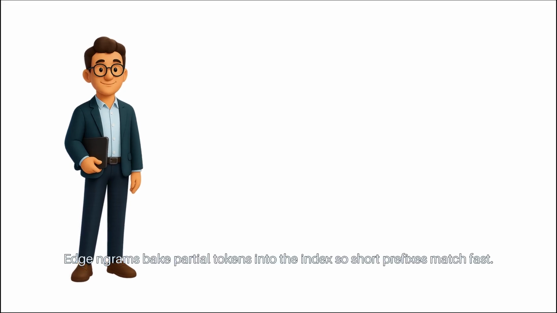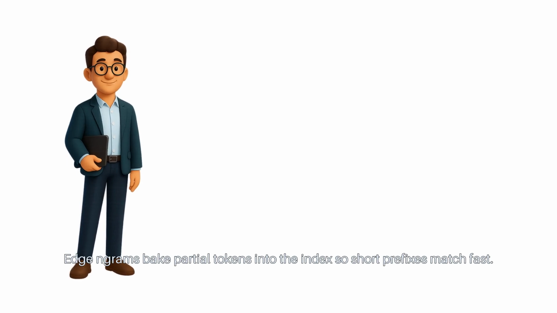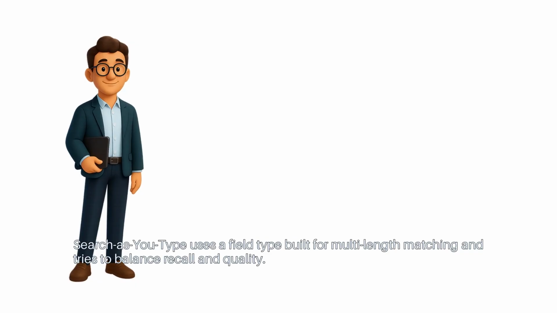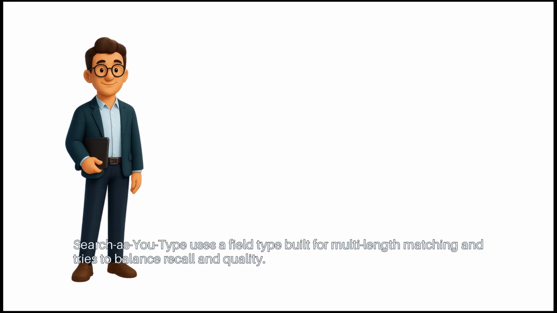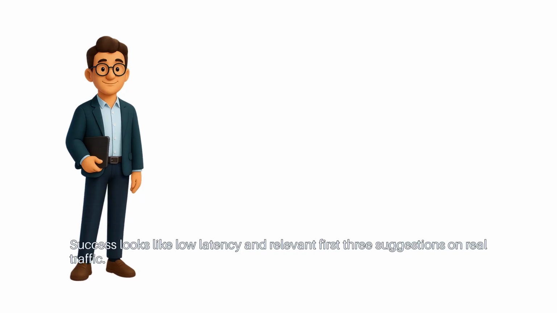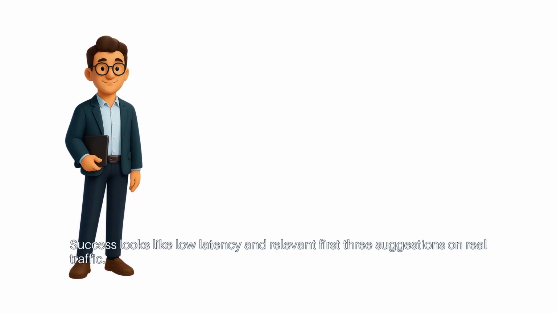Edge Ngrams bake partial tokens into the index so short prefixes match fast. Search as You Type uses a field type built for multi-length matching and tries to balance recall and quality. Success looks like low latency and relevant first three suggestions on real traffic.